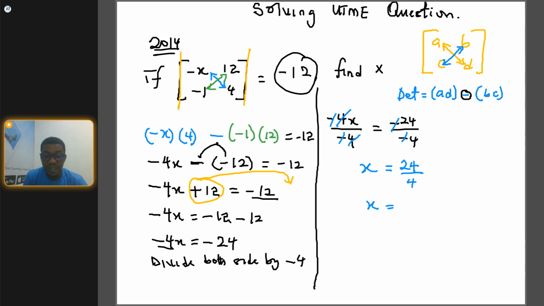24 divided by 4 is 6. So the value of x is 6. I believe this is clear to us. If this solving is clear to us, please kindly signify. We are moving on to the next question.